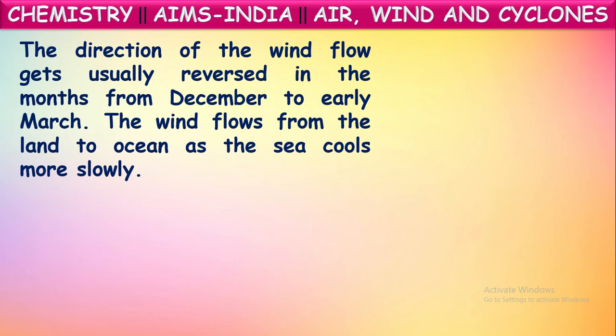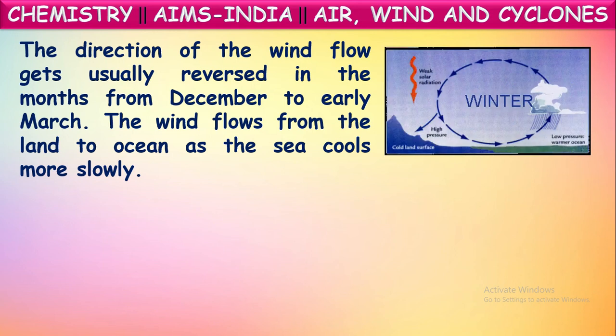On the other hand, the direction of the wind flow usually gets reversed in the months from December to March. The wind flows from the land to the ocean as the sea cools more slowly. So, in these months, the temperature is very low and land cools much faster than the water. So, water will still be warmer, and hence low pressure is created here because warmer air moves up. Now, cool air from the land moves to the oceans. This is called land breeze. Okay, these cool winds move slowly to the water.